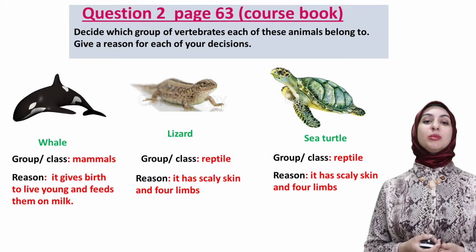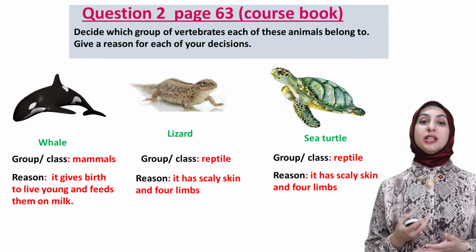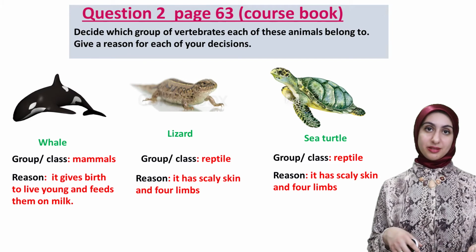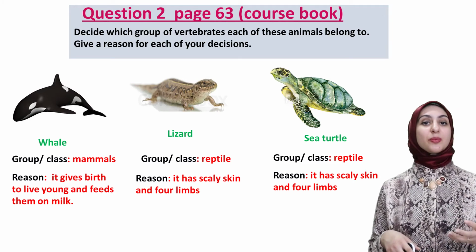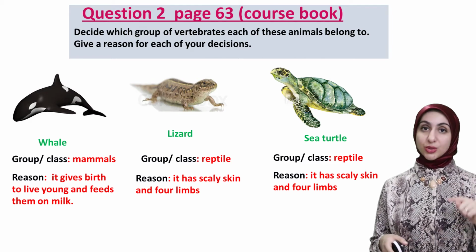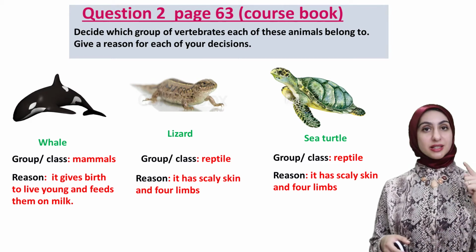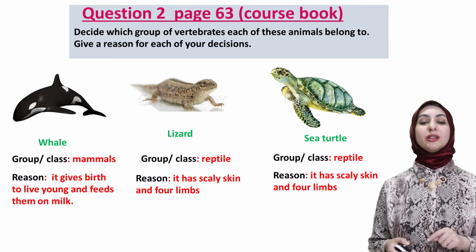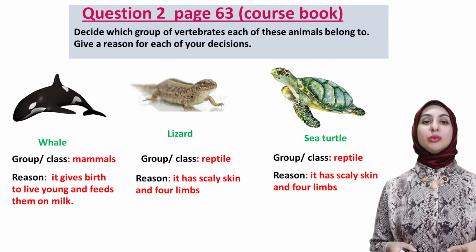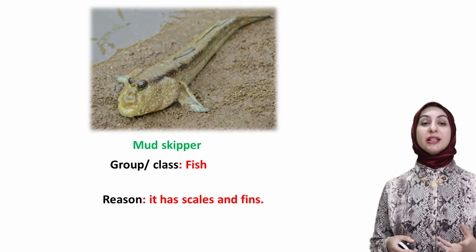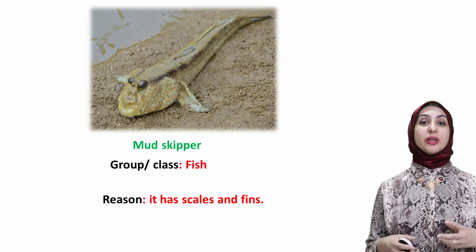Okay, the next animal we have here, lizard. Lizard has 4 limbs and also it has scaly skin. So it is classified as a reptile. Sea turtle, it has also scaly skin and it has 4 limbs, so it is classified as a reptile. The last animal, mud skipper, as you can see it has fins and it has scaly skin, so it is classified as a fish.